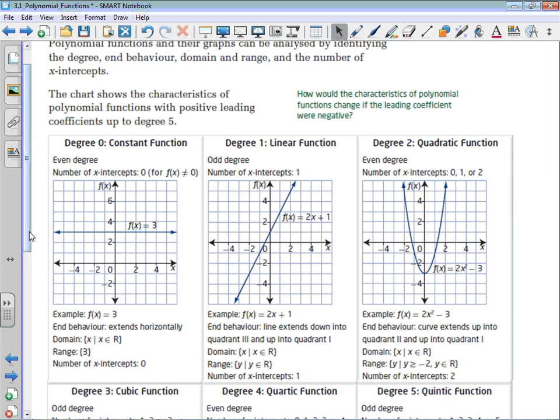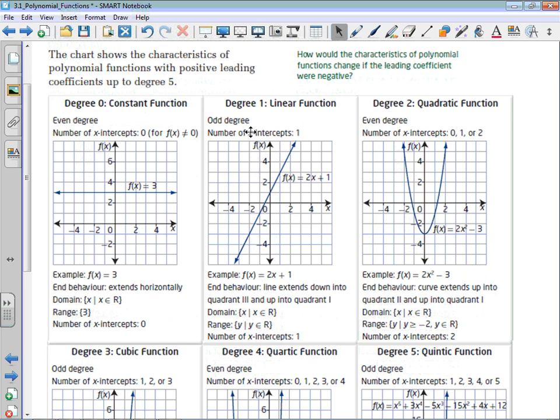We're not going to look too much at degree 0. Degree 0 is just a horizontal line. That's like y equals 3 is what they have here. Linear functions are odd degree. And when x is very large, it extends up into quadrant 1. When x is very large in the negative direction, it extends down into quadrant 3.